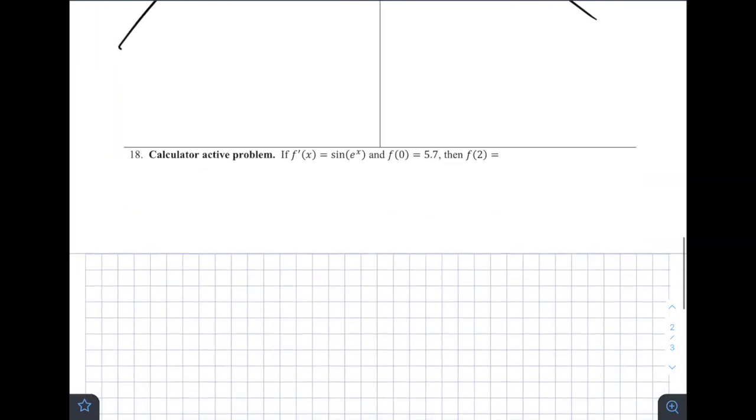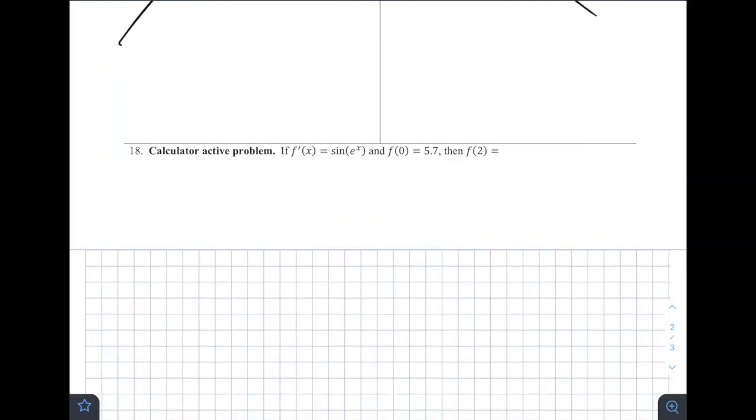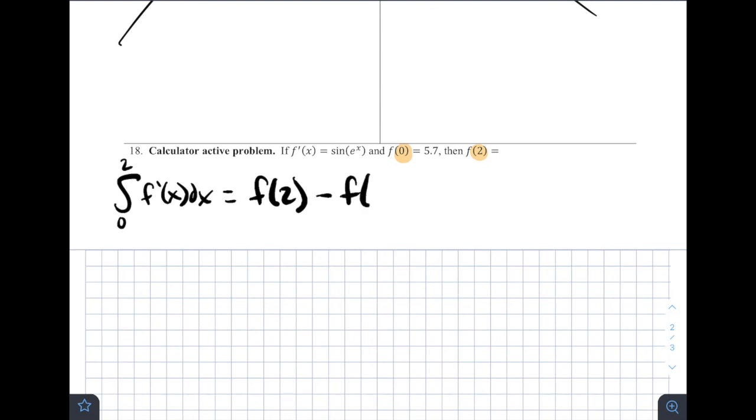And then last, problem number 18, a calculator active problem. If f prime of x is equal to sine of e to the x and f of 0 is equal to 5.7, then what's f of 2? Well, I noticed that I've got these two limits, 0 to 2. So I know that if I took the integral from 0 to 2 of this f prime of x dx, by the fundamental theorem of calculus, if I take the antiderivative of f prime, I'm going to get f, and I'm going to need to plug in 2 first. So f of 2 minus the other limit of integration, f of 0.